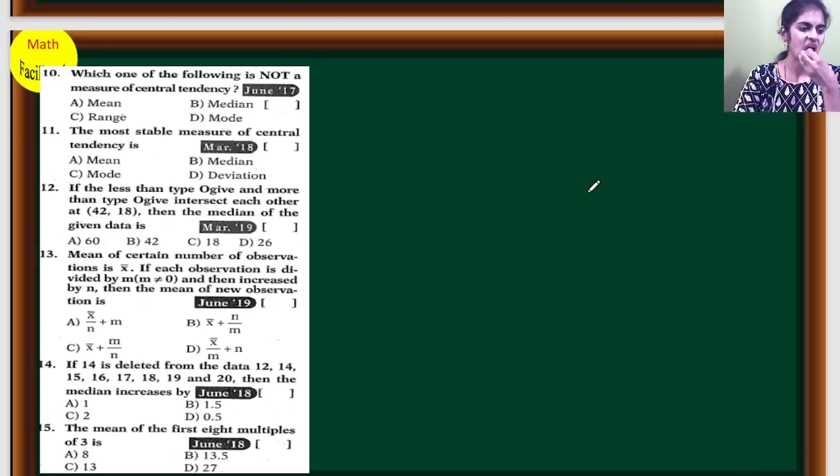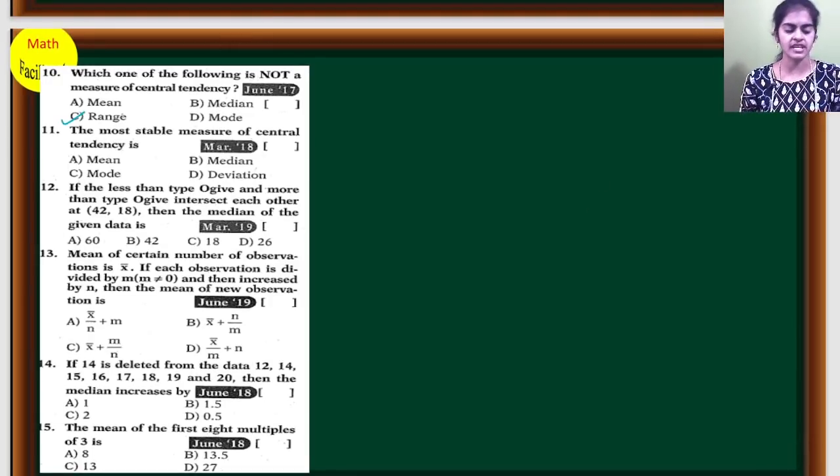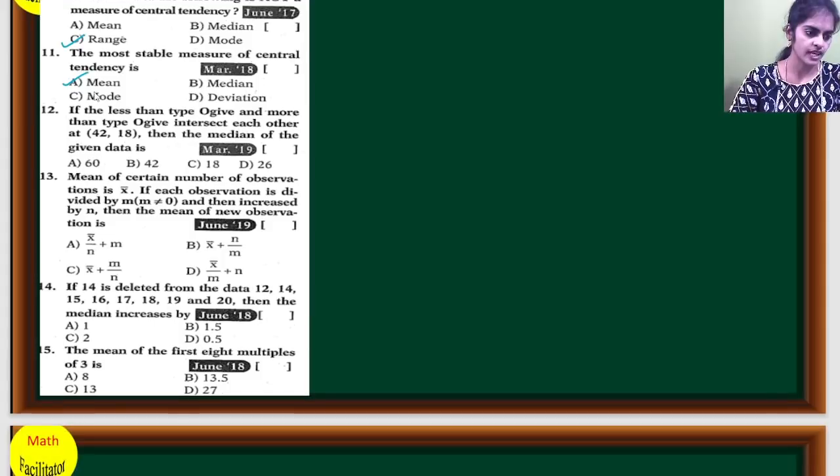So which of the following is not a measure of central tendency? Range is not a measure of central tendency. Mean, median, mode are measures of central tendency. Most suitable measure of central tendency is always mean. Mean is always the most suitable measure of central tendency. And I think I have also done questions on statistics, so do check it out as well.